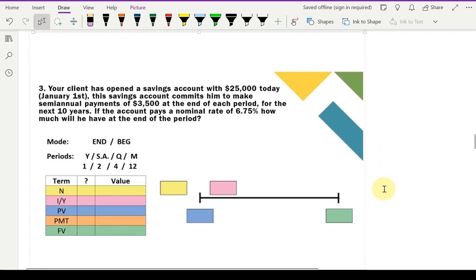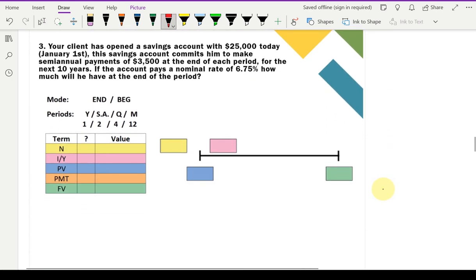Let's keep going. All right, so it's a brand new problem. Let's get out the highlighter. Your client has opened a savings account with $25,000 today, January 1st. This savings account commits him to make semi-annual payments of $3,500 at the end of each period for the next 10 years, okay? If the account pays a nominal rate of 6.75%, here comes the question, how much will he have at the end of the period?